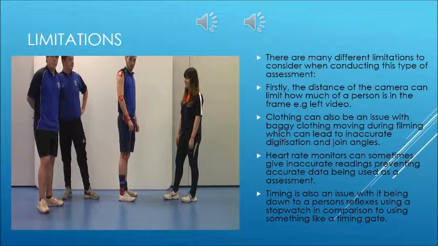As far as timing, using a stopwatch is based on a person's reactions and can be inaccurate, whereas using timing gates would provide a much more accurate time. The more timing gates there are, the better the measurements we can get, such as acceleration, deceleration, and the average speed of the participant.